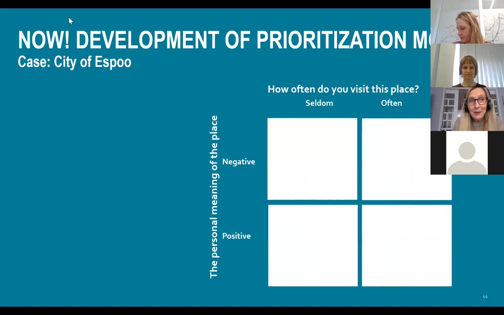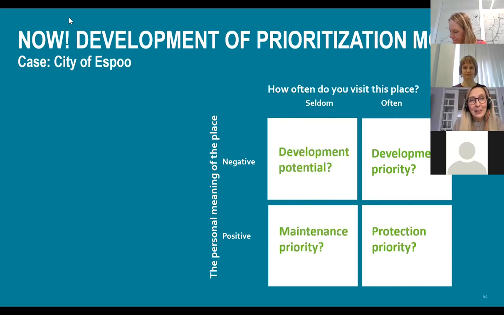So we have been developing this kind of model now in the city of Espoo, and we have actually thought exactly this way, that maybe this category where people are visiting certain places often but perceive them very negatively should be prioritized in development. But then there are all these other categories that are, of course, important and maybe demand different planning strategies, each of them. But maybe we can now focus on this development priority category.